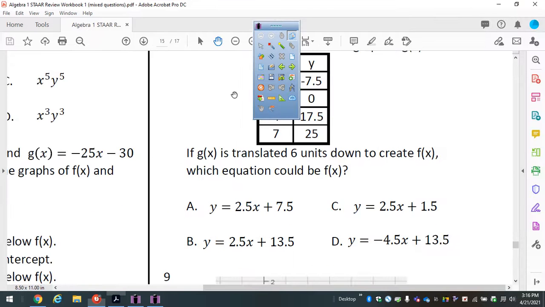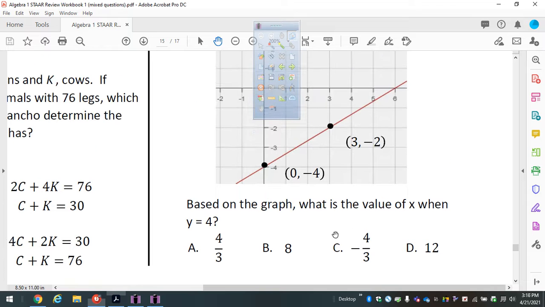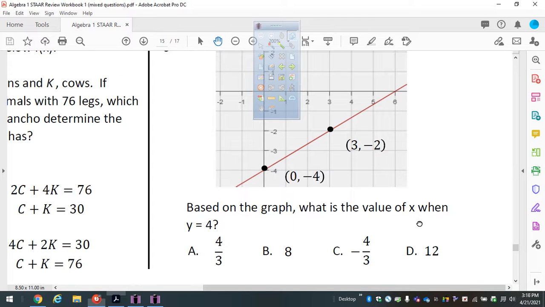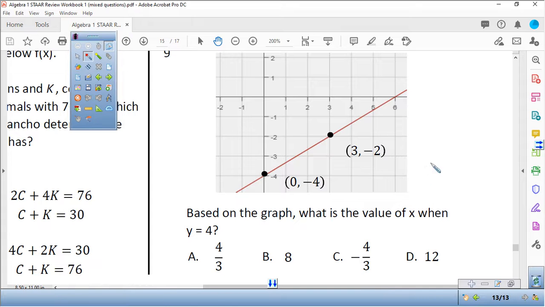Man, I hope you understood that. That's a good question. I like that one a lot. Okay, based on the graph, what is the value of x when y is 4? So that's basically asking, hey, where is y equals 4? I don't know where y4 is. Oh, whoa, it's way down here. No, y4 is way up here.